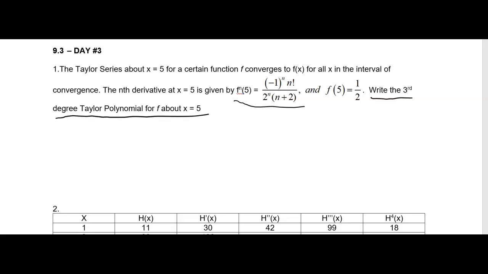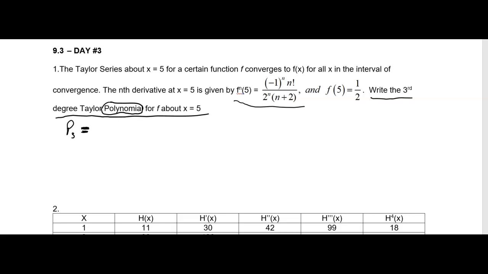All we have to do is write the third degree Taylor polynomial for the function about x equals 5. So our third degree Taylor polynomial. If we're going to write this as a polynomial using that p sub 3, that's fine. You can use your equal sign because that's truly what we are finding here. We are finding the polynomial, and that's what P stands for. So this is our polynomial.